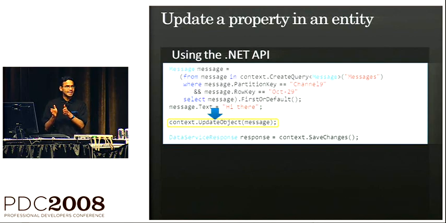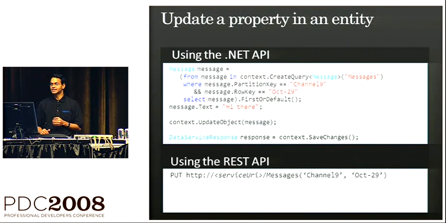So by calling the update object API, you're registering in the context saying that this object has changed. So when you finally call save changes, ADO.NET Data Services knows how to send the right request to the server to update exactly the right set of objects. And what does it look like under the covers? You have a put request.